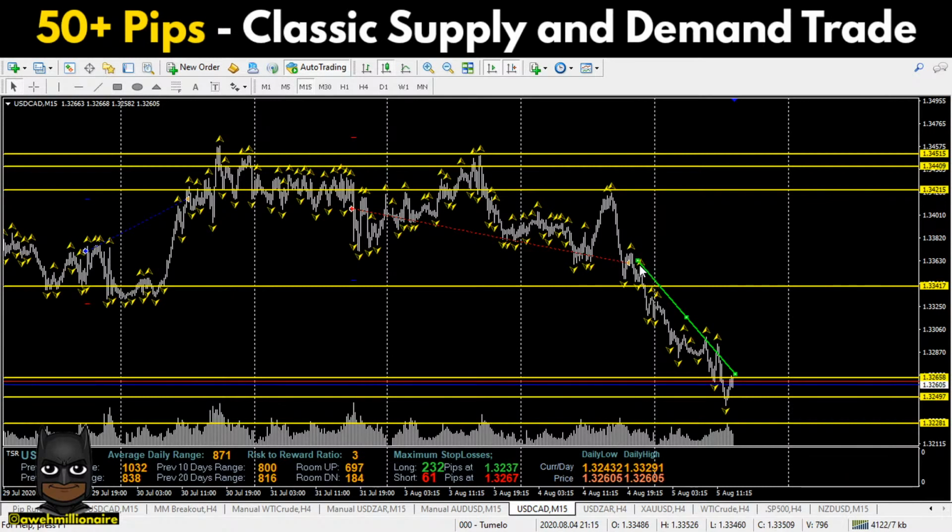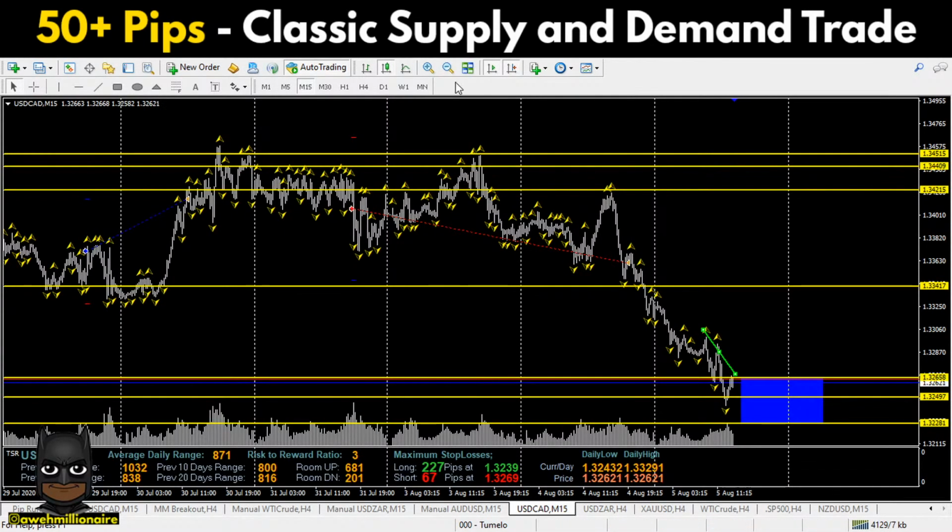Okay, and we can see here, like I said, it's finally broken out of that range. It's now testing this demand level over here. It's actually a demand zone which was identified from February. For those of you that have my free video training, you will know exactly what I'm talking about.